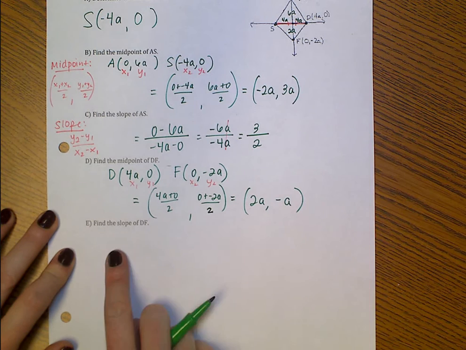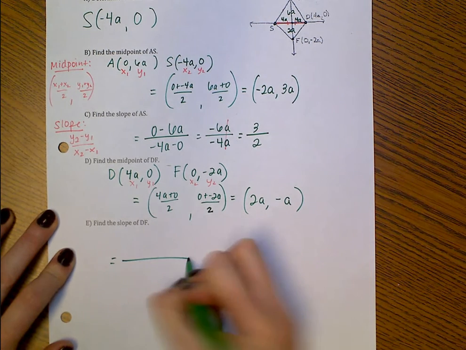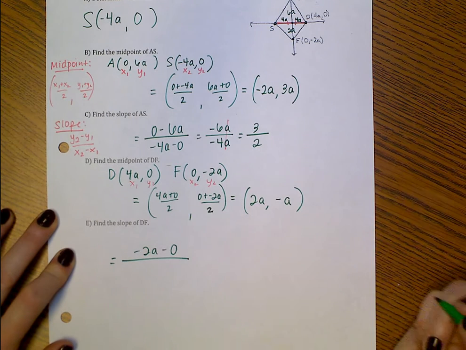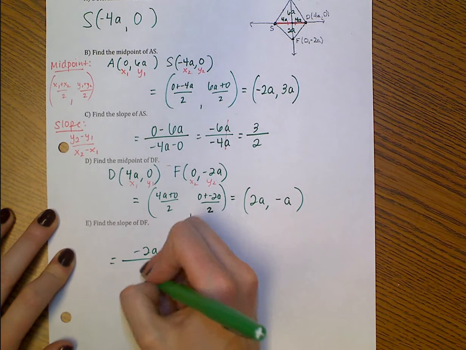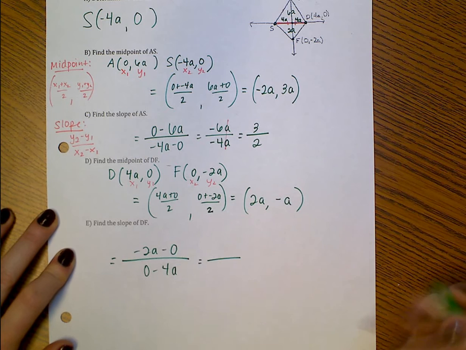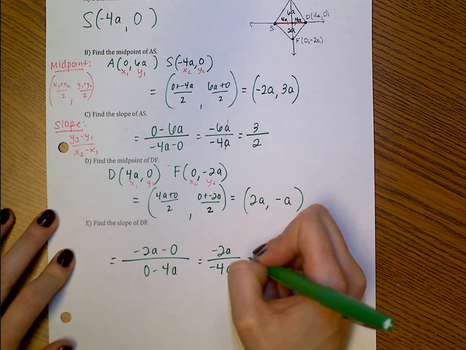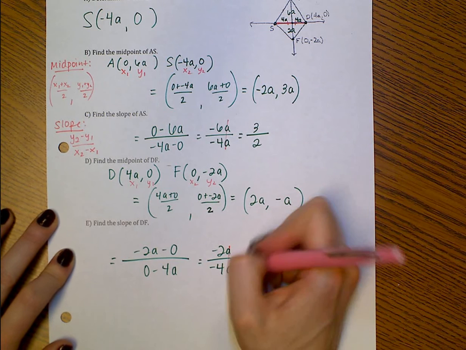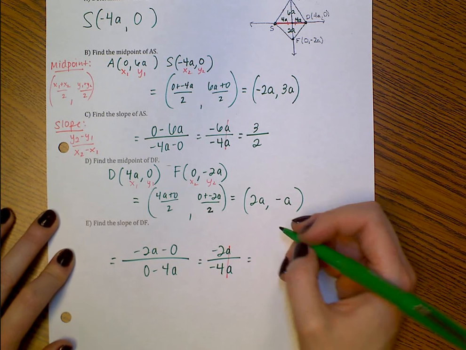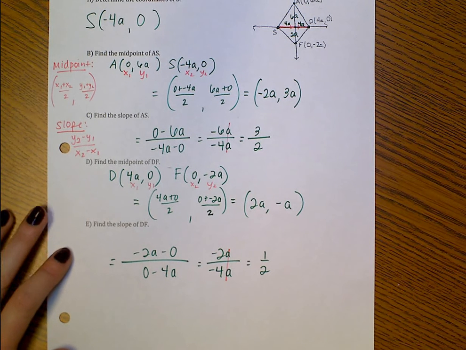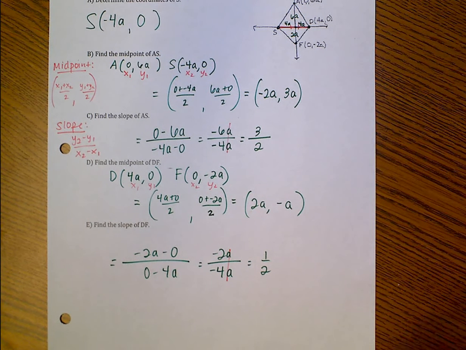The slope of DF would be y2 minus y1 over x2 minus x1. And that would give me negative 2a over negative 4a, which again the a's would cancel, and negative 2 over negative 4 is just positive 1/2. All right, crazy looking answers. A lot of nonsense, I know, but we'll use these formulas to do proofs.